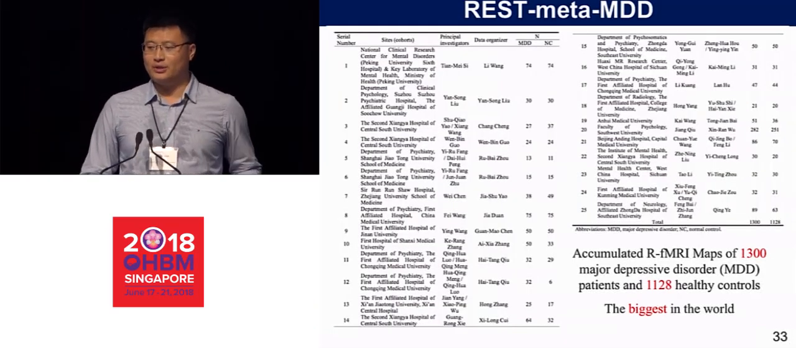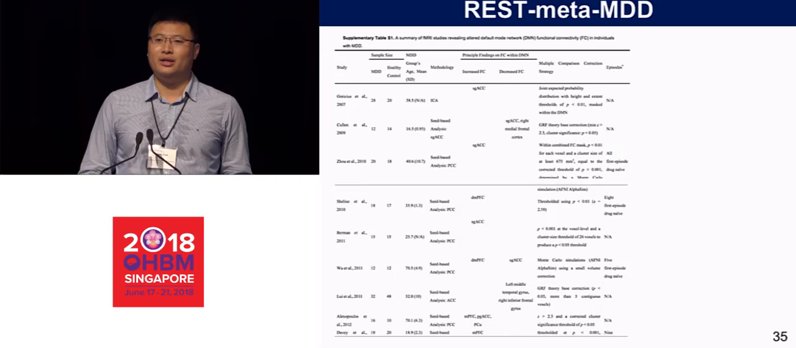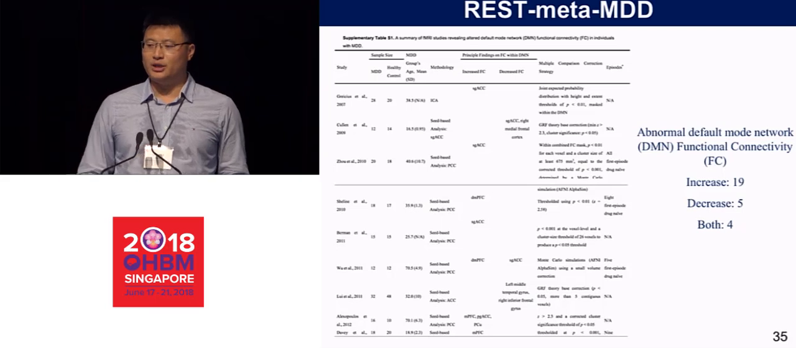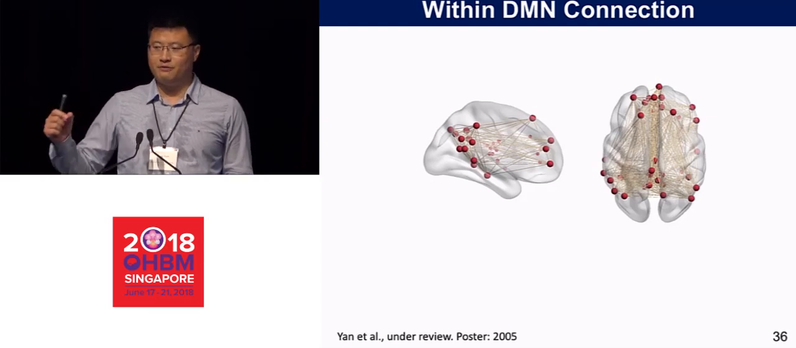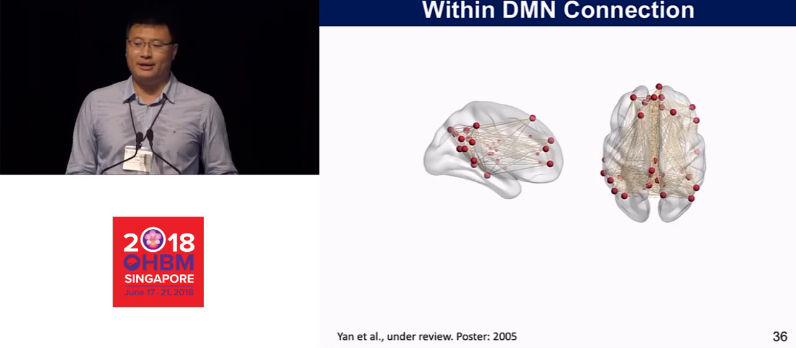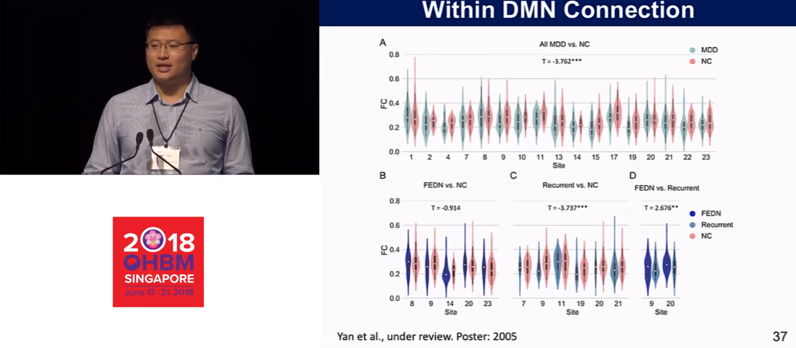So for this data set, this is the sample characteristic. And we just did a very simple study here, because lots of people are talking about depression having abnormal default mode network functional connectivity, the DMN FC. Lots of people are talking about increasing, but some people are talking about decrease. So we just use this data to test that. So we defined some default mode network nodes and averaged the between-node functional connectivity. So what we found is in this data set, we didn't find an increase of DMN FC. However, we found a decreased DMN FC.